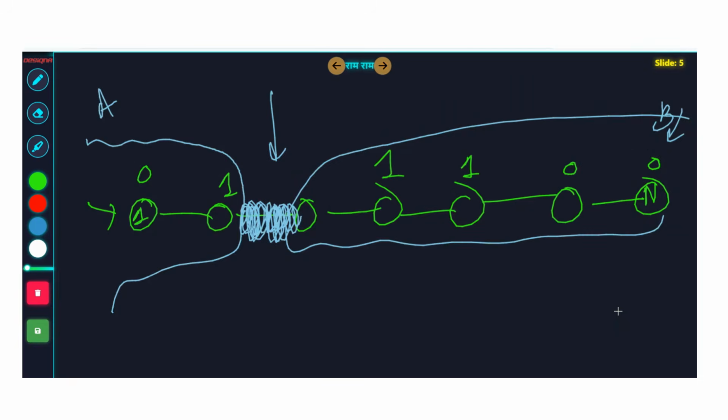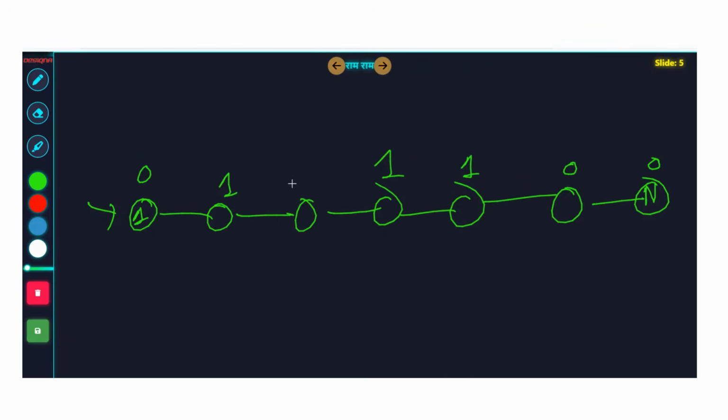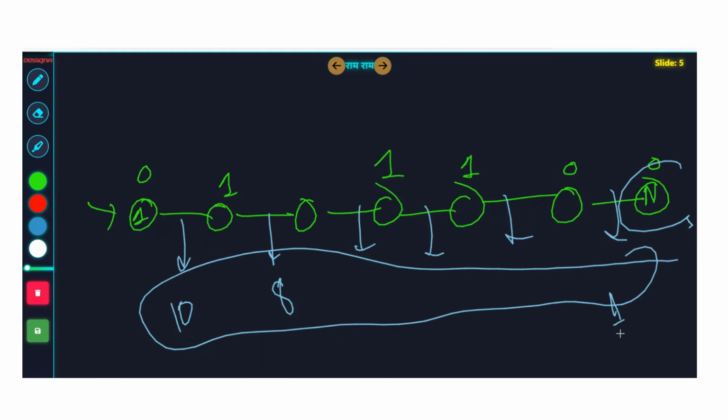So guys, you will try to calculate the answer by breaking each edge one time. When you break this edge, the answer was 10. When you break this edge, the answer is 8. Like this, you will try to break each edge, and of all the different answers you got, you take the minimum of them, and the problem is solved.